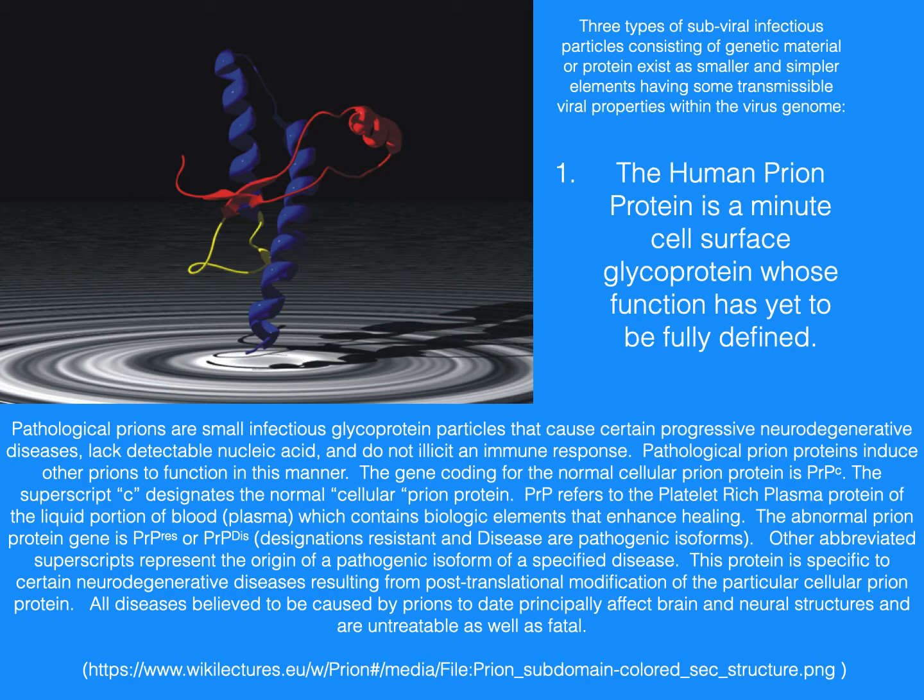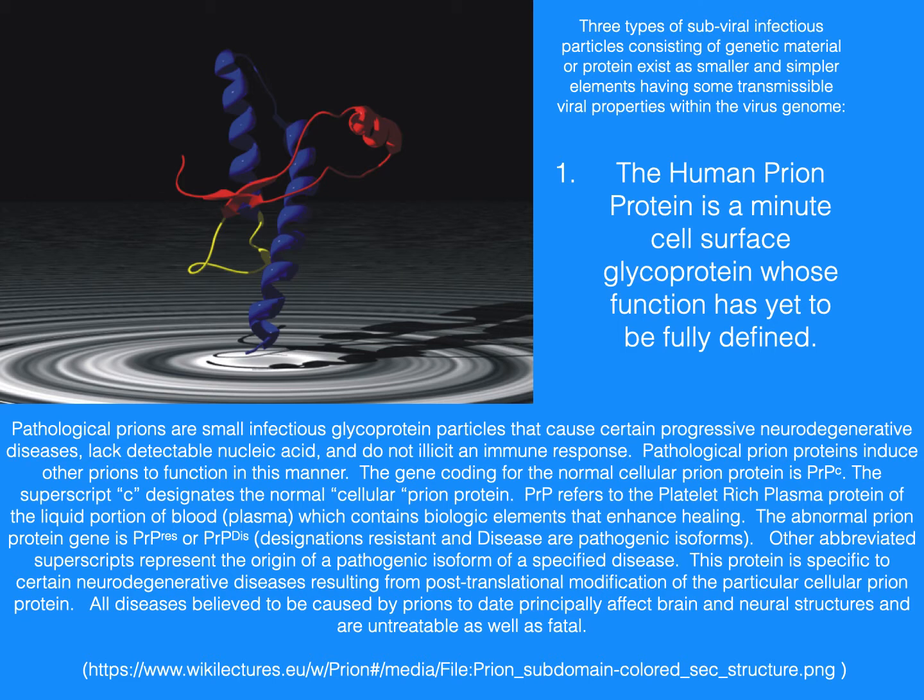The gene coding for the normal cellular prion protein is PrP superscript C. The superscript C designates the normal cellular prion protein. PrP refers to the platelet-rich plasma protein of the liquid portion of blood, which contains biologic elements that enhance healing.